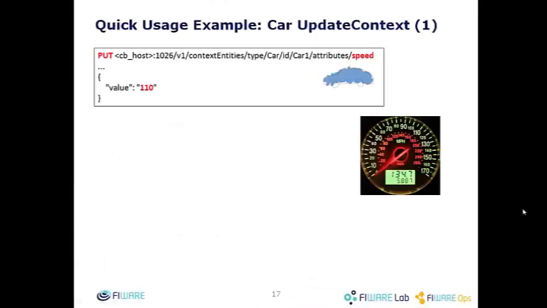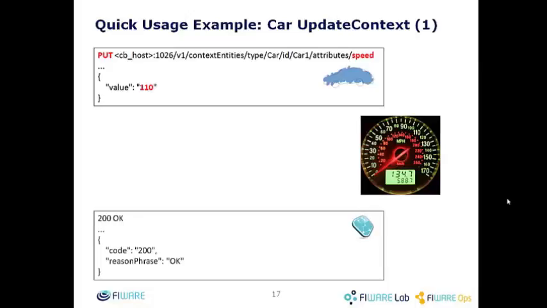And this is an update of the attribute of the car. The entity that was just created, this is an operation to update its information. So basically, this is a car saying, okay, now the value for the attribute speed is 110. And of course, you then have the reply of the context broker again saying, okay.